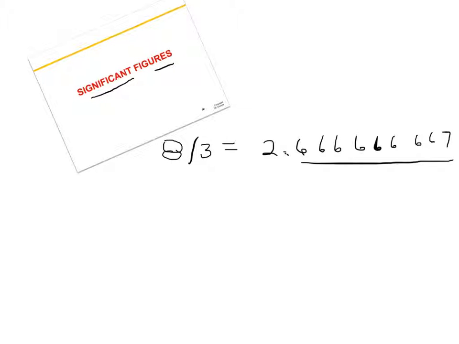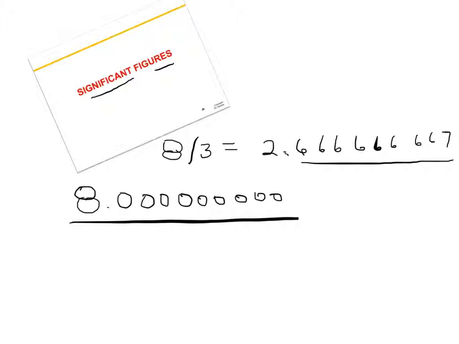But what the calculator is assuming is not that we wanted to divide 8 by 3, but that we wanted to divide 8.0000000 by 3.0000000. And that's why it gives us this number with all of these digits at the end.